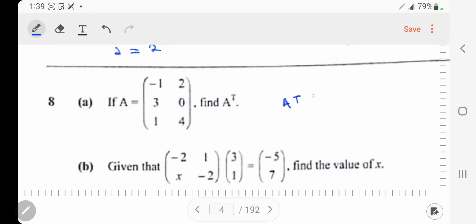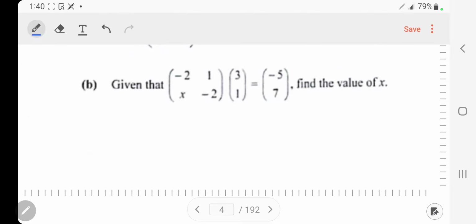So we are just going to write this, 1 3 1 negative 1 3 1, it will become a row. So it will be negative 1, then a 3, then a 1, then we have a 2, a 0, and a 4, like that. So like this, we have found what our A transpose is equal to.